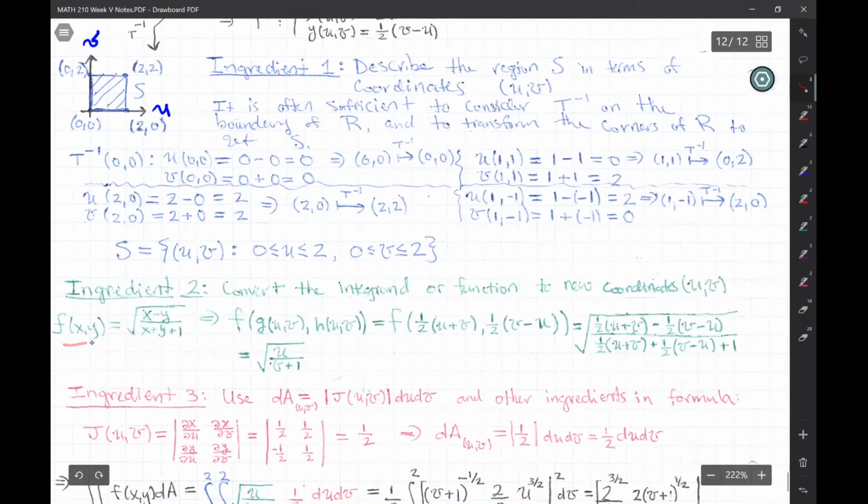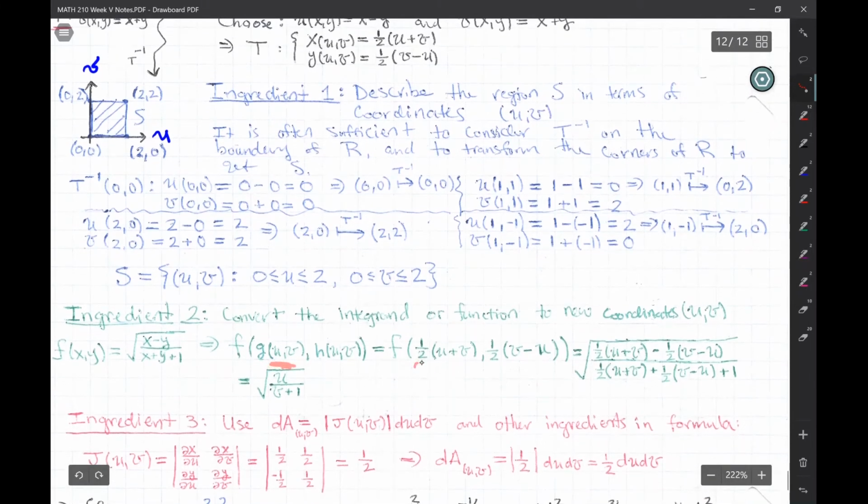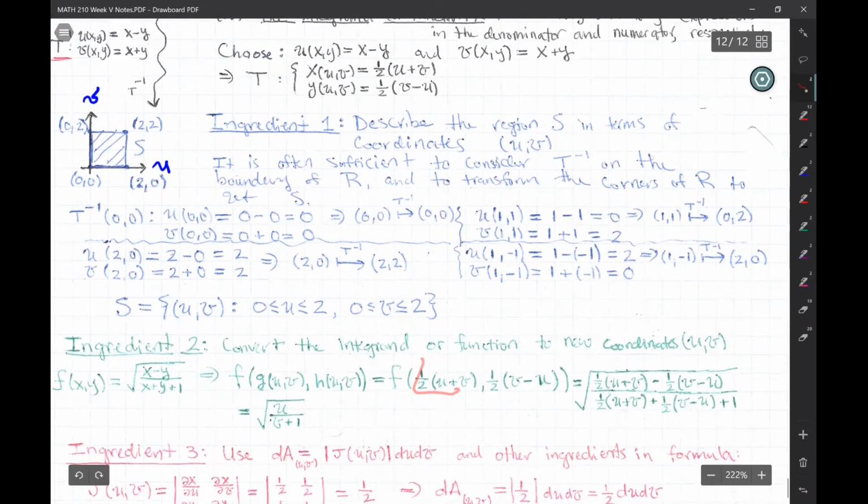So here we have our original integrand, in terms of a function of two variables. And what do we do? We plug in the expressions of x in terms of u and v. So wherever we see an x, we plug in 1/2 (u plus v). Where did we get that? From not the inverse, but the actual transformation, the forward transformation, if you will. So here's x in terms of u and v.